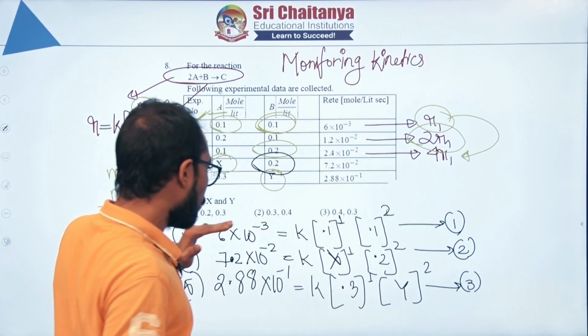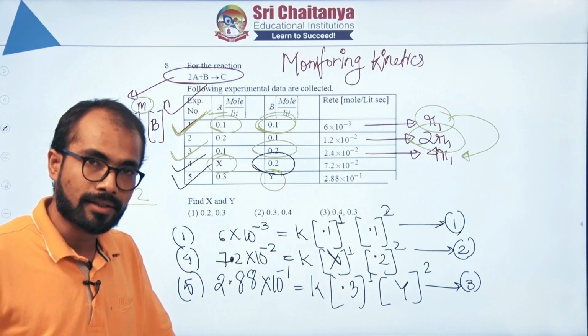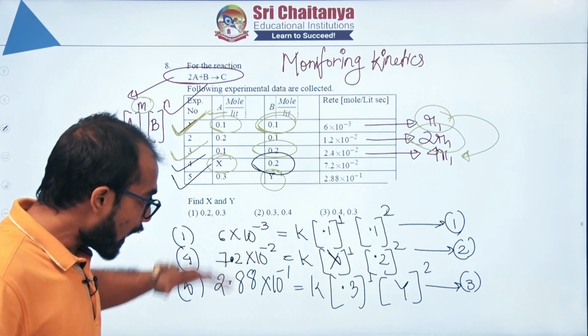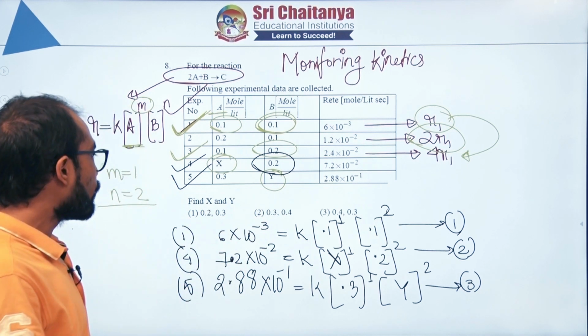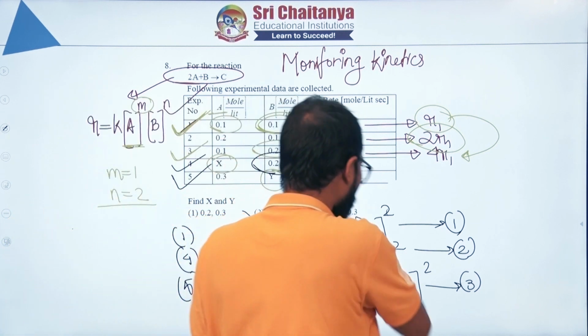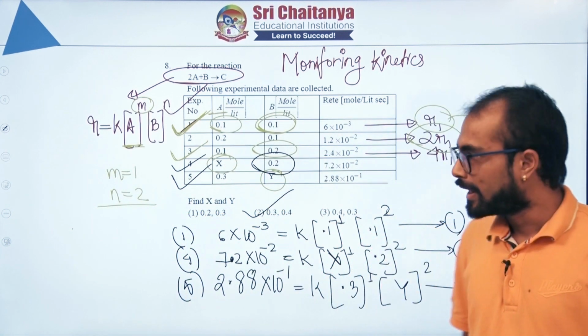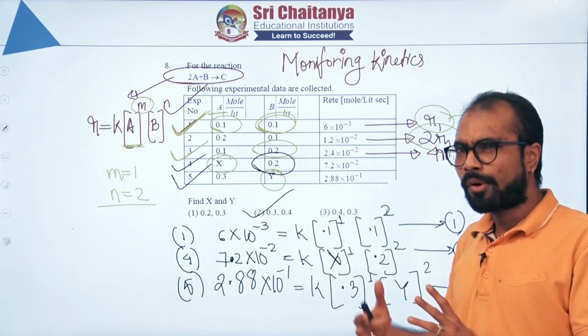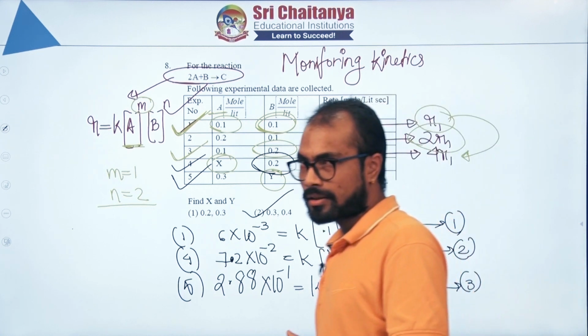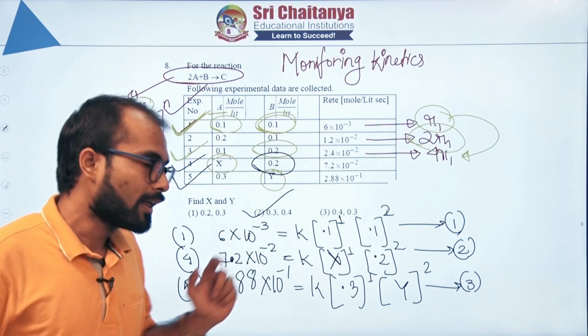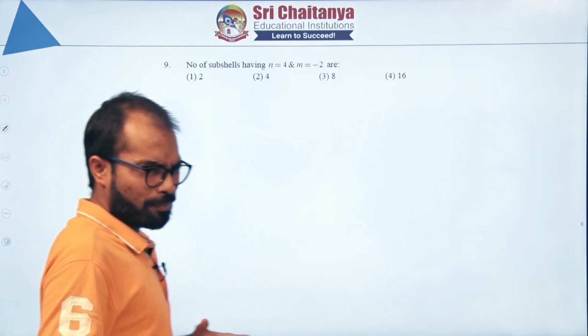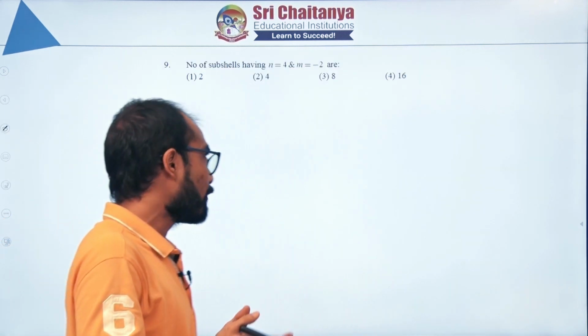So, you do what? You divide 1 by 2, you are going to get X. You divide 1 by 3, you are going to get Y. And when you solve it, you are going to get option number 2 as your answer, right? This is a very basic question and very important, and usually these kinds of questions are asked. So, please prepare it very hard, right? Next question. The next question is pretty much easy and pretty much straightforward.